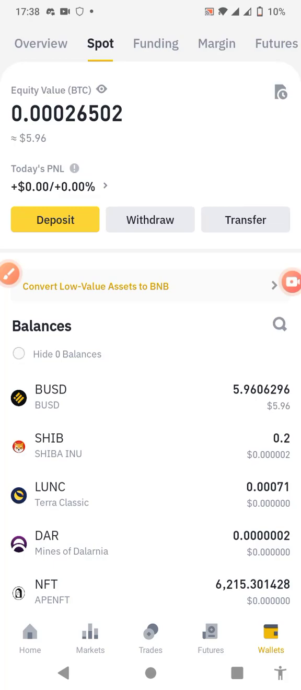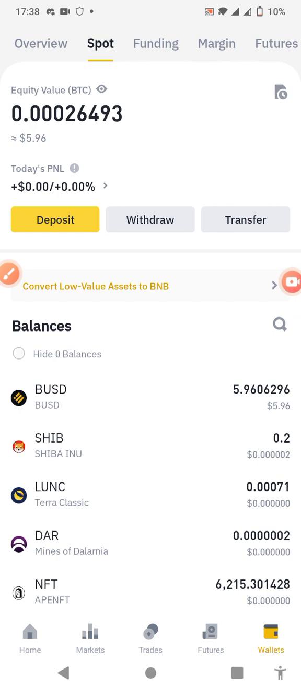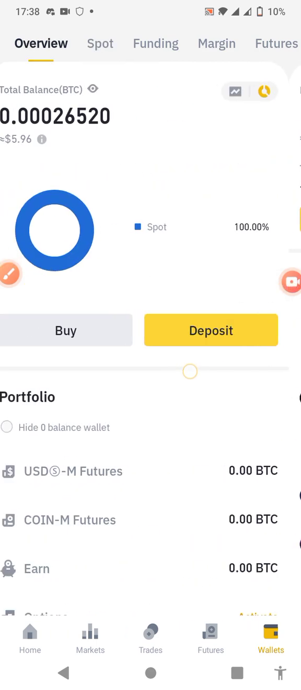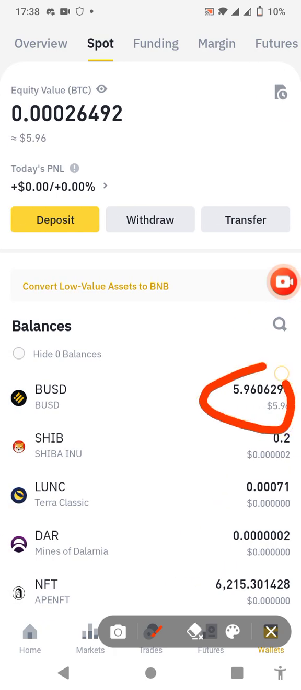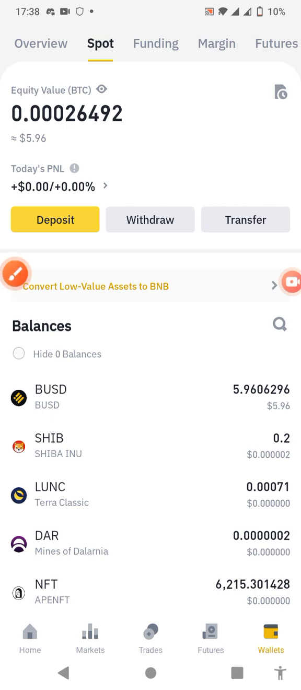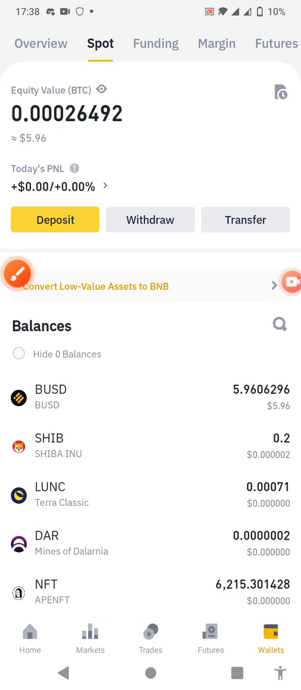Okay guys, this is how to do Binance Futures. So the first thing you want to do is make sure you have BUSD in your wallet. You can see now I have 5.96 BUSD here. You want to make sure you have that in your wallet. Once you have that, it is mostly in your spot wallet. You can send it, you can buy it. Just make sure you have it there.